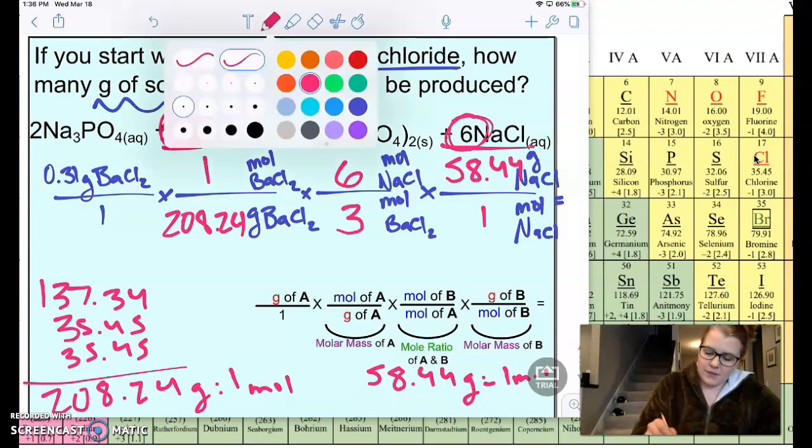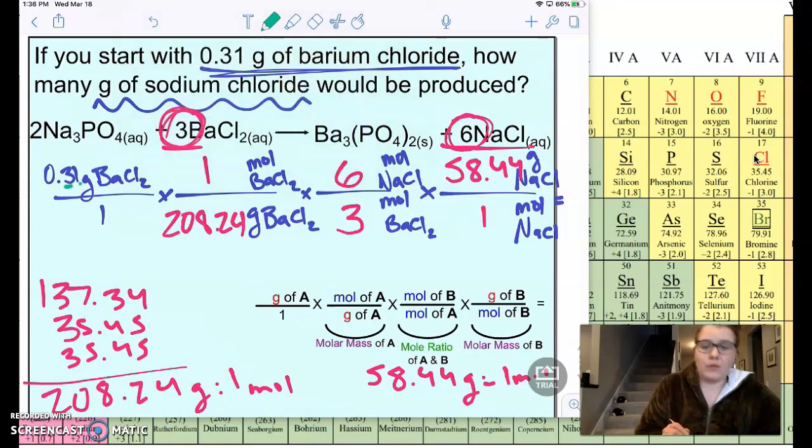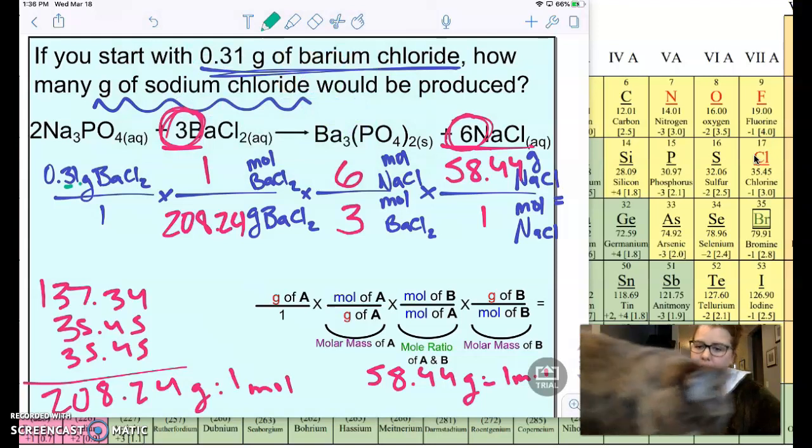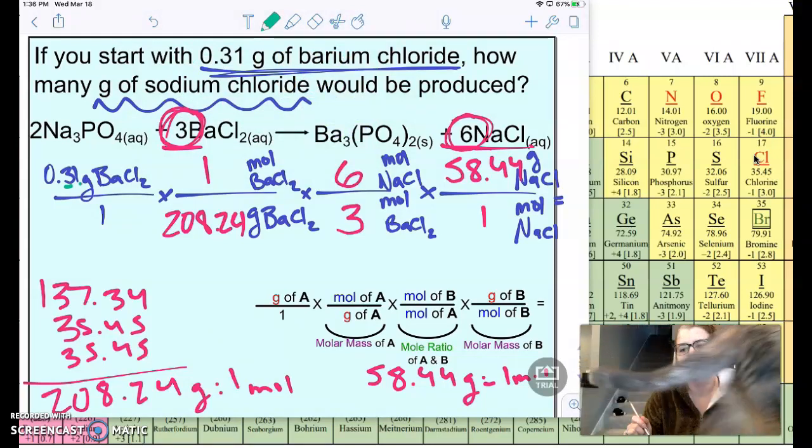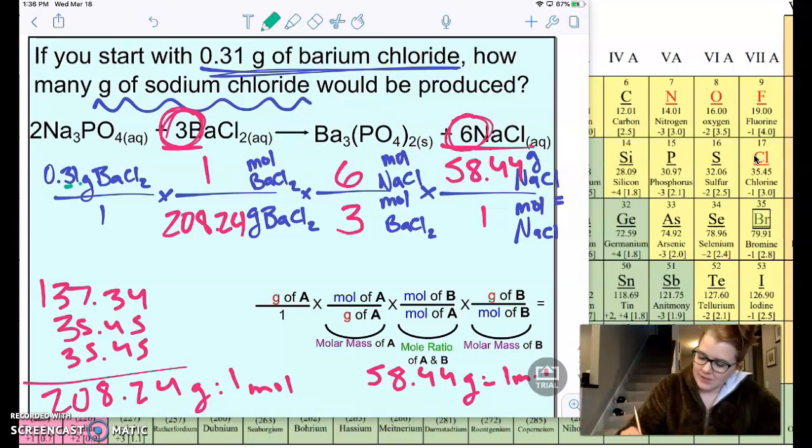Check my sig figs. 0.31 has 2. Rosie, can you nod? Okay. So I'm going to want 2 sig figs. So my final answer is going to be 0.17 grams.